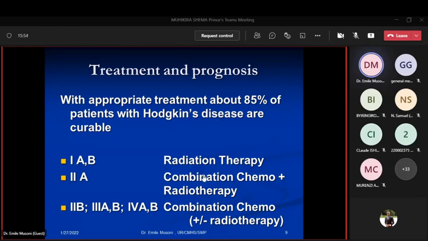Treatment of the lymph node: what you must keep in your mind until you die is there is no surgical treatment for lymphoma. Please do not do a surgical operation on lymphoma. Lymphoma is treated by radiotherapy and combination chemotherapy. There is no need for surgical incision for lymphoma because with chemotherapy, the tumor can shrink until the end. With appropriate treatment, about 85% of patients with Hodgkin lymphoma are curable.